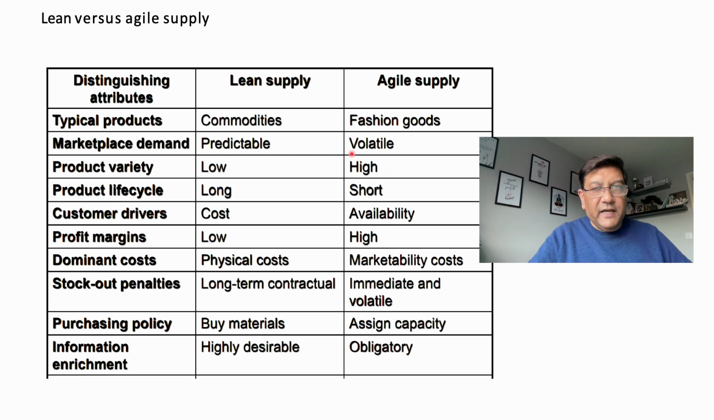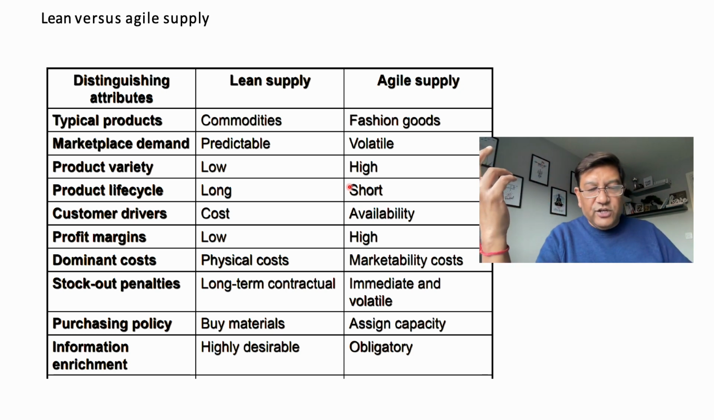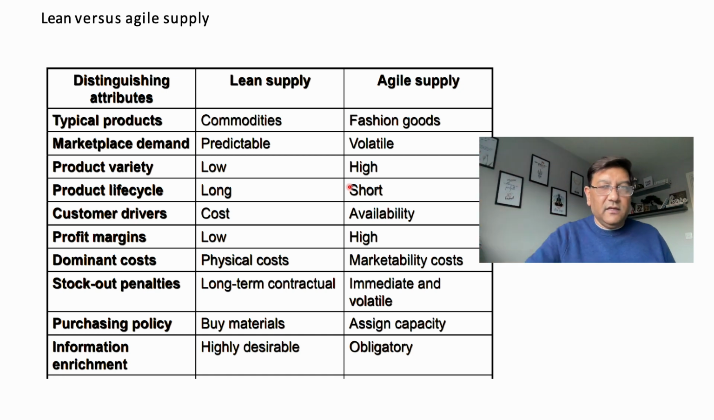So that is where the more variety is. Product life cycle in lean is normally long, and agile is short. Why? Because it's fashionable. Now, for example, red color is in trend right now, so you might like to buy red color, but after 3 months red color is not trending, so you might not like to buy a red color. You might go for a white or a black or any other color.